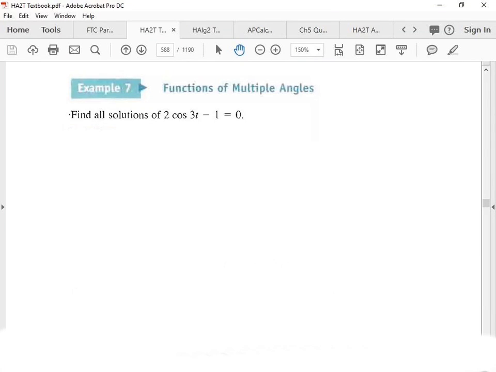3t! There he is, 3t. In there to mess up your world. Okay, everything that you guys did before is almost the same. You gotta get the cosine alone.